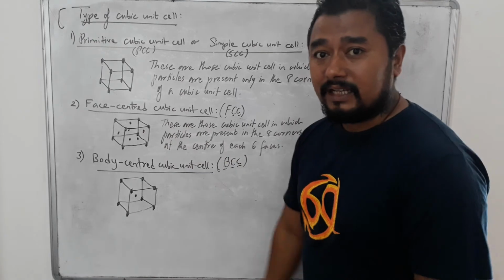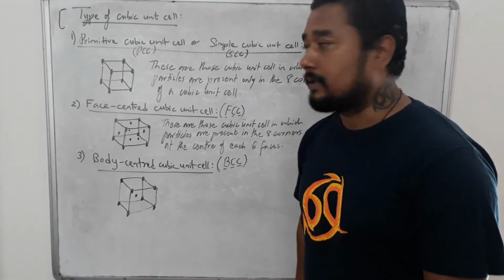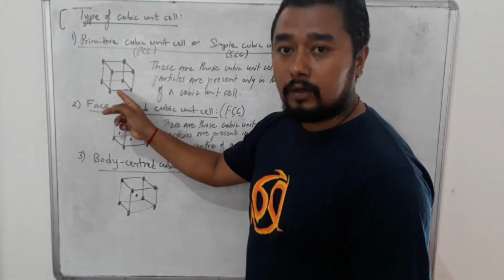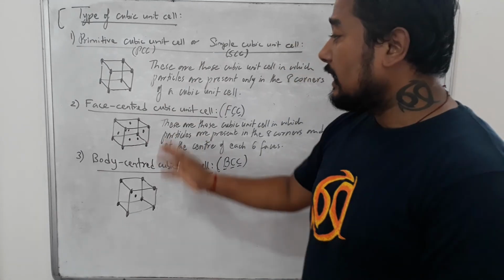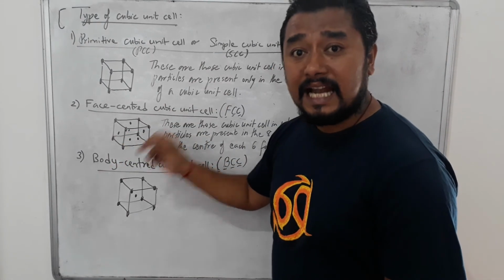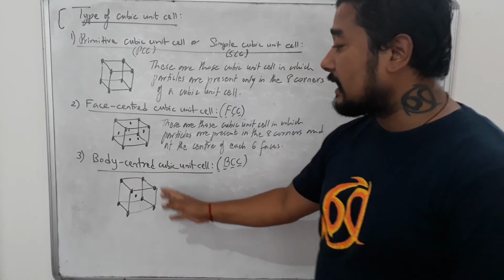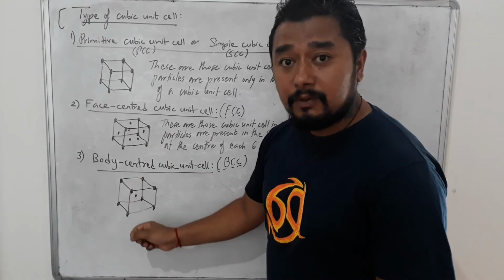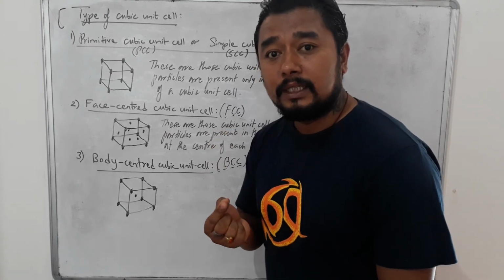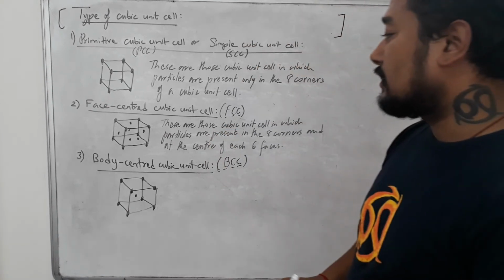So no need to mark this definition, students. You can easily make it out from the picture. If the particles are only in the corners, we call primitive. If the particles are in the corner and in the center of each 6 faces, that is called FCC. And if the particles are in the 8 corners as well as 1 at the center of the cube, then that is called body center cubic unit cell.